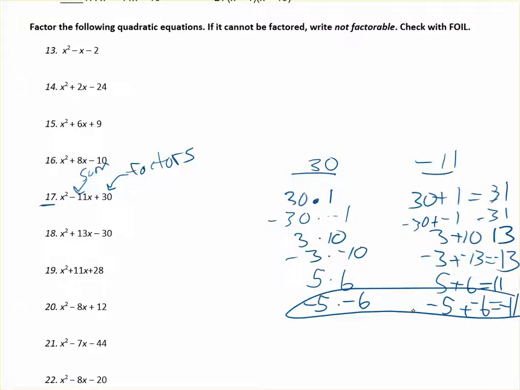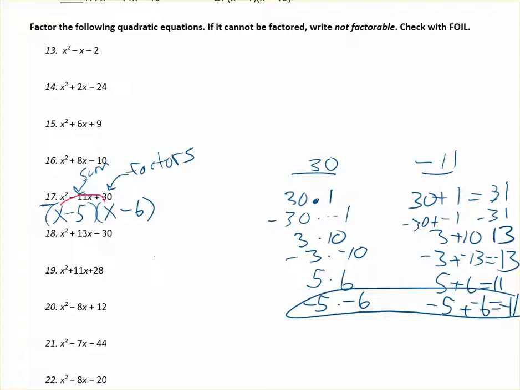So once you figure out what the factors are that will work, you put 2 sets of parentheses, like this. You put x in front of each of them if x is the variable used. If it's some other variable, then don't use x, use whatever the variable is. And then you put your factors. So this would be minus 5, minus 6. Next step is to check. I'm going to check with FOIL. You could check with the table method or the vertical multiplication if you prefer.